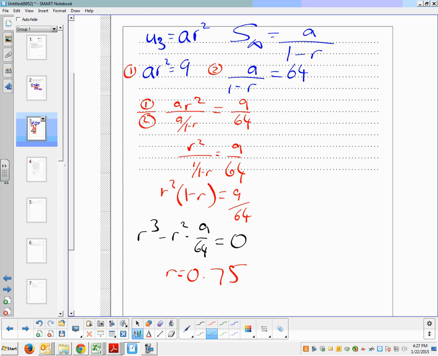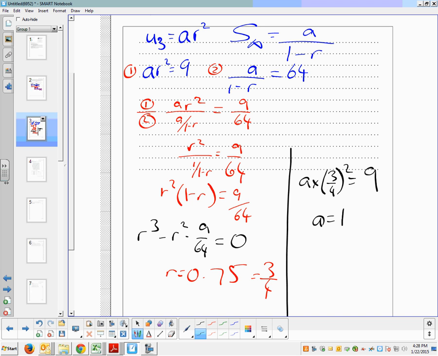Once you know that, it's easy to go back and plug in, or 3/4. So it's easy to plug in that a times 3/4 squared equals 9, and just do 9 divided by 3/4 squared, which will give you a is equal to 16.